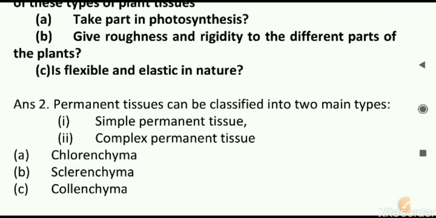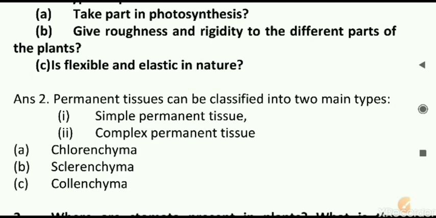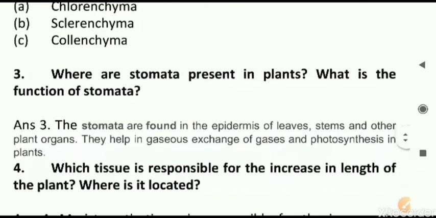Second, which plant tissue give roughness and rigidity? That answer is sclerenchyma. Because of the lignin which is present in sclerenchyma, it gives rigidity. Rigidity means toughness. The outer cell wall becomes very tough. Just example, you can find them in the nuts. In different nuts it is found. The C part now is flexible and elastic in nature. Which plant tissue is flexible and elastic? Answer is collenchyma.